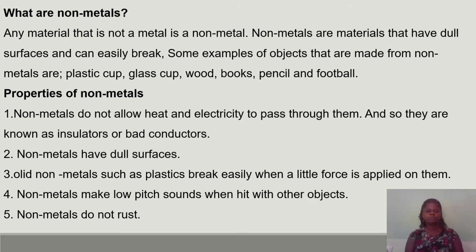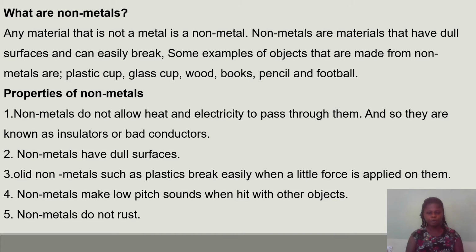Now let's look at non-metals. Any material that is not a metal is a non-metal, right? So non-metals are materials that have dull surfaces and can easily be broken. Some examples of objects that are made from non-metals are plastic cups, glass cups, wood, books, pencil, and football. These are examples of objects made from non-metals.